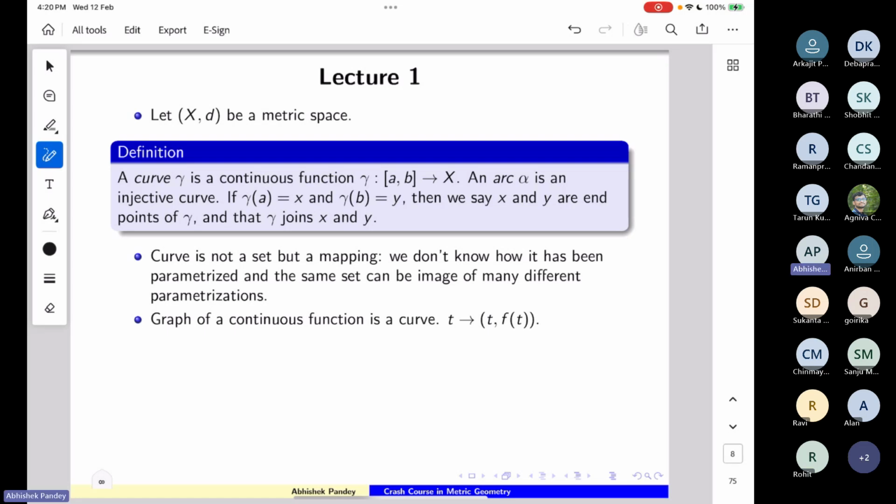Okay, so one example of a curve is the graph of a continuous function. So we have some continuous function f from [a, b] to R, and we just take the graph of that function, (t, f of t), and this is a curve. So this is a curve in R2.